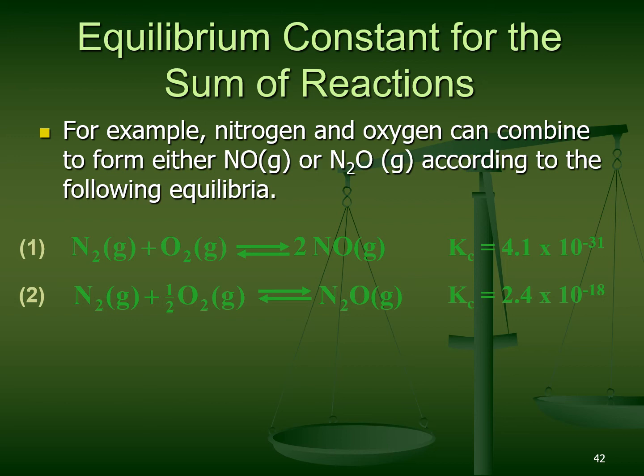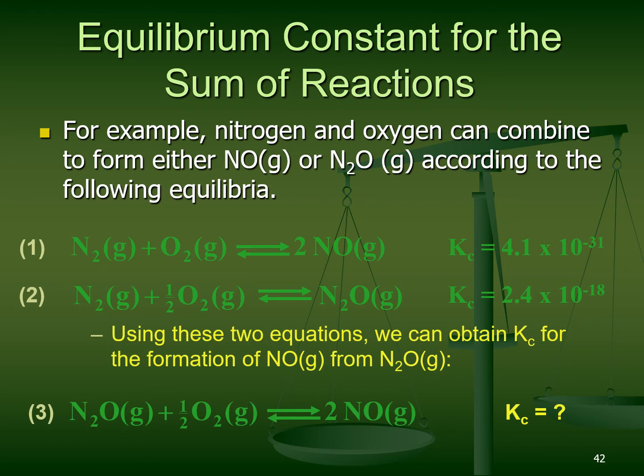All right, then let's look at this other expression, N2 plus 1/2 O2. Again, a very small K value, giving us N2O. But the question says, let's use these two equations to find the Kc value for the formation of NO from N2O. So let's take the first two equations and combine them somehow to form that third equation.